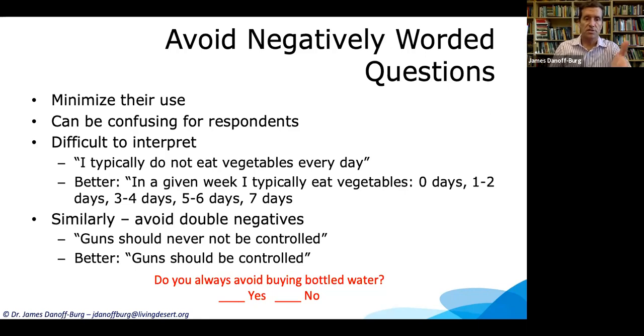All right, so there's the last one too. Do you always avoid buying bottled water? What if you buy bottled water once a month because it's the only water that's available where you are? Would you say no? Would you say yes? It's not an easy question to answer that way. So a better way to maybe say it is, how often do you buy bottled water? And you could say how many times a month, for example.